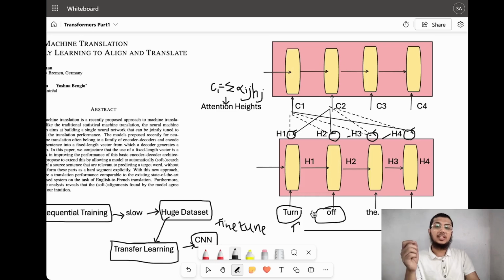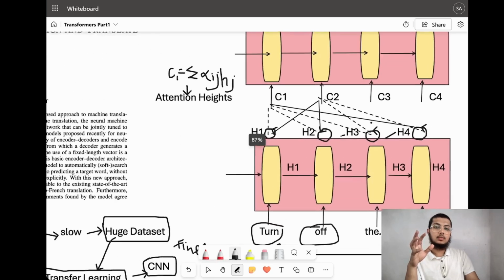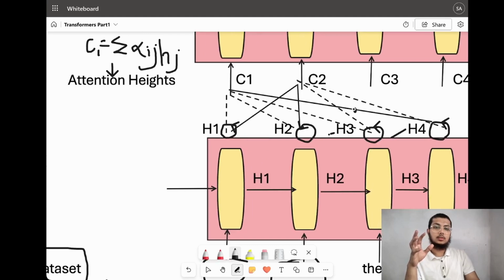This context vector tells us that whatever is printed at the current time step of the decoder is influenced by which time steps of the encoder. For example, if I want to print light, then the weightage of H4 in the context vector will be more, and H3 will be less, H2 will also be less, H1 will also be less.